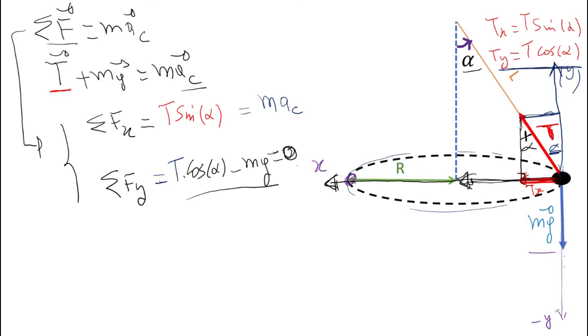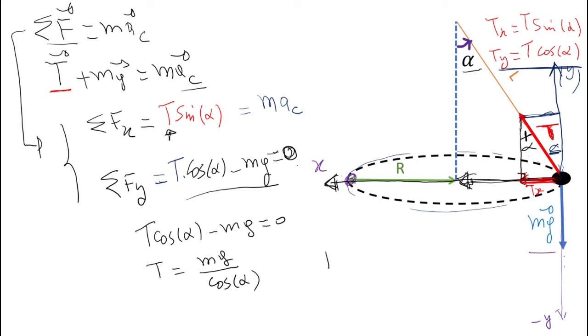Now I need to find this tension, what it is. From the vertical axis, we have T cosine of alpha minus mg equals 0. That means T will be just mg divided by cosine of alpha. Now I go to this equation here. Instead of T, I put just mg over cosine of alpha. We say T sine of alpha is the mass times centripetal acceleration.